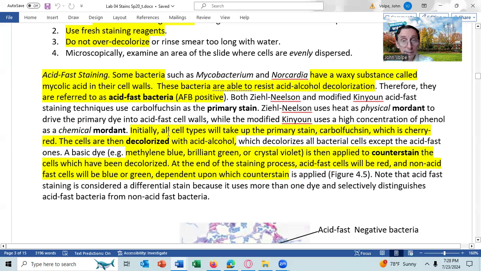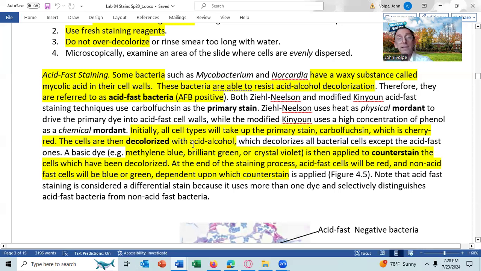Initially, all cells take up the primary stain, which in the acid-fast stain is carbolfuchsin. It's a cherry red color, and then the cells are decolorized with acid alcohol. The non-acid-fast cells lose the color, the carbolfuchsin, but the acid-fast staining cells, meaning the Mycobacterium and the Nocardia, resist the decolorization and they retain the carbolfuchsin.